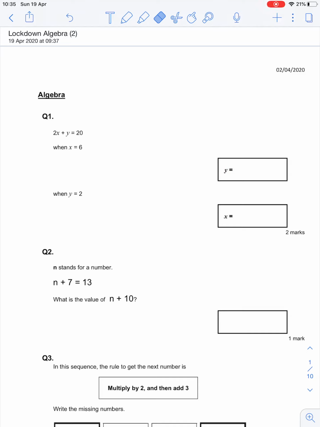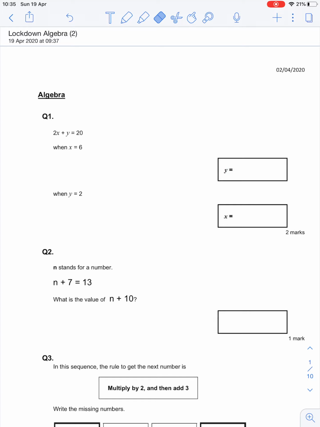Hello. So we're just going to go through the lockdown algebra paper that I set you just before the holidays. I'd just like you to follow through. Some of these were tricky, but I'll go through them. You're going to have a go once I've gone through them and try it again yourself. Just see how you get on.